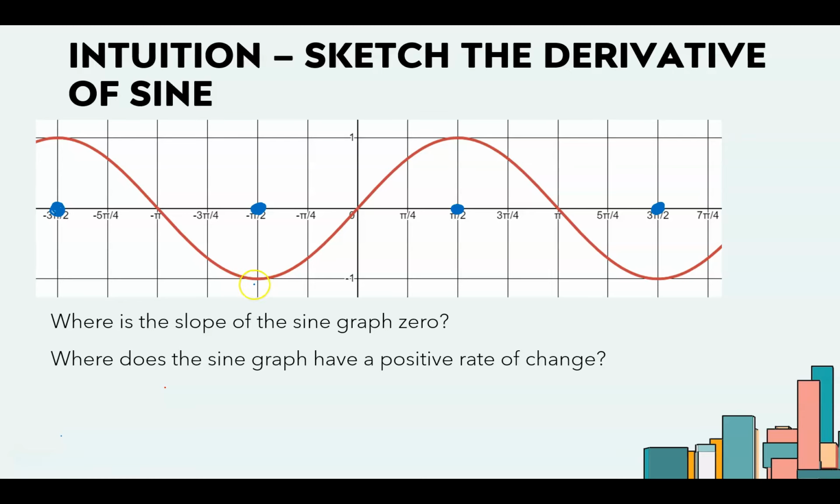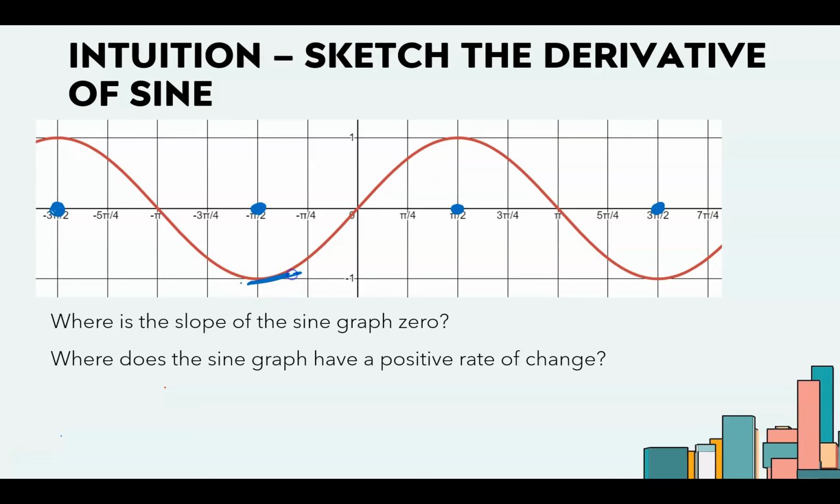So let's look here in between negative pi halves and pi halves. In between negative pi halves and pi halves, sine is increasing. Sine has a positive rate of change. All the slopes of any tangent line we could draw are all positive. And so what that means is in between pi halves and negative pi halves, the derivative of sine is going to be above the x-axis.